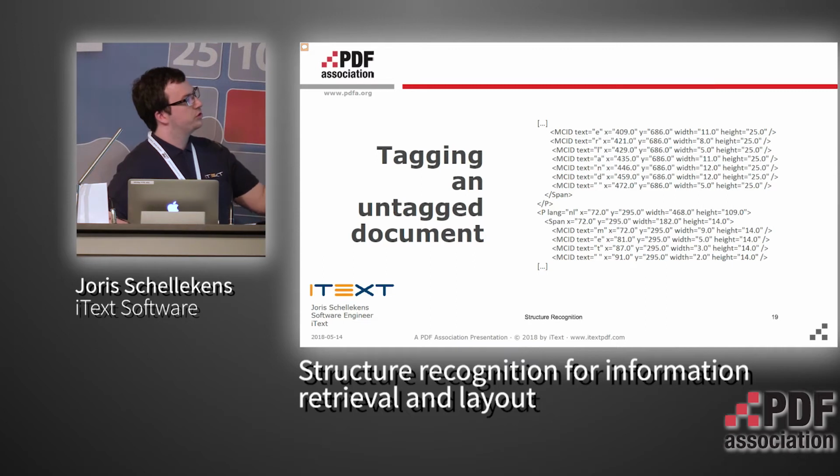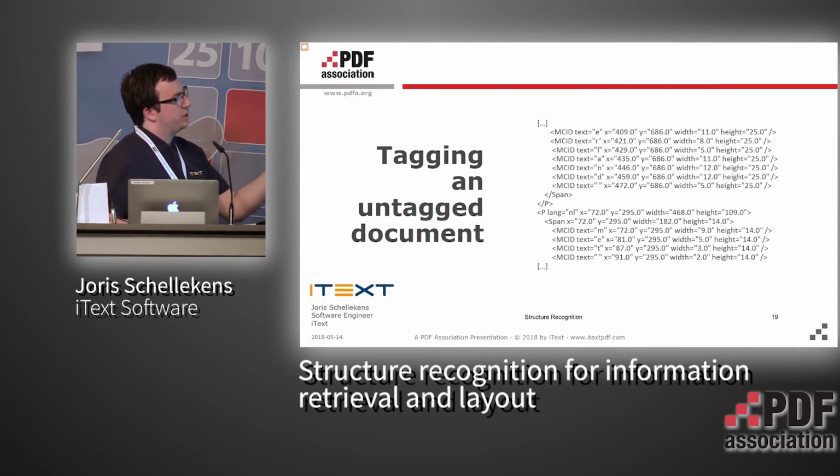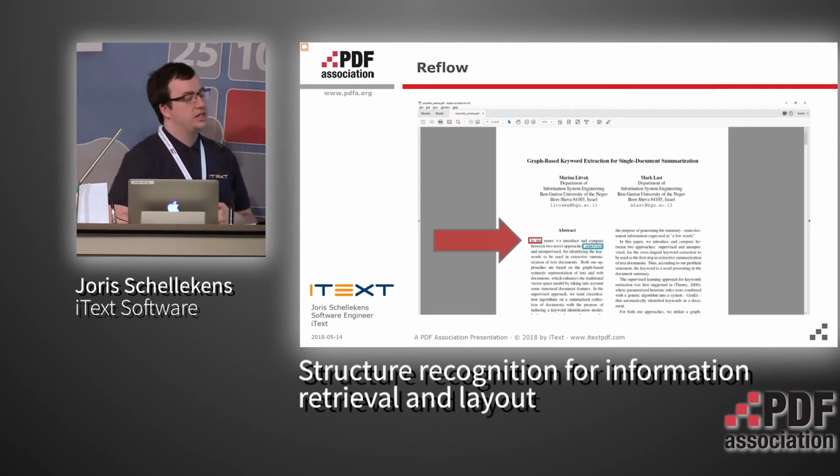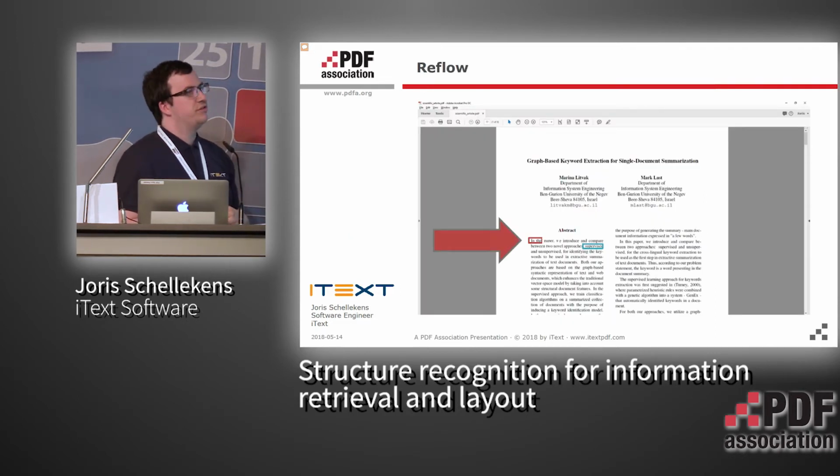Currently, it outputs an XML-like format where it says, I've detected a paragraph here, I think this is the language, the characters are at these coordinates, and the entire paragraph has this bounding box. And of course, similarly for tables and lists. It means you can also suddenly do reflow.